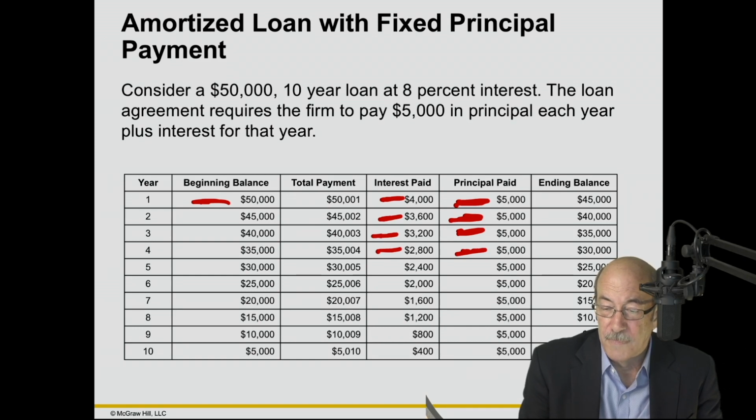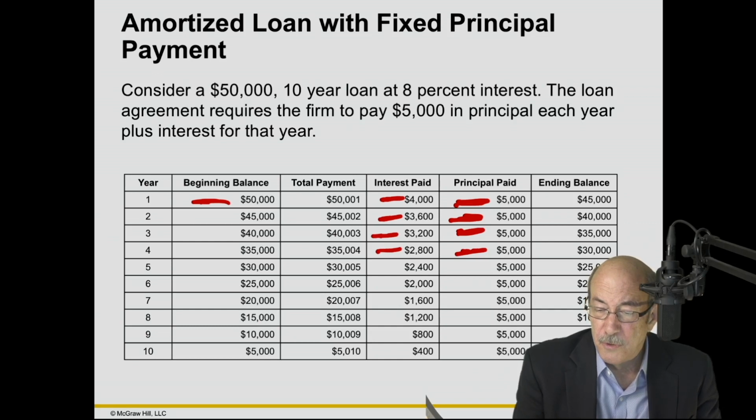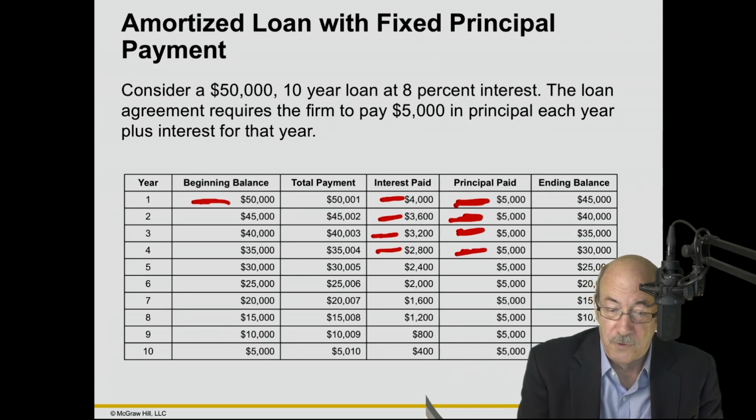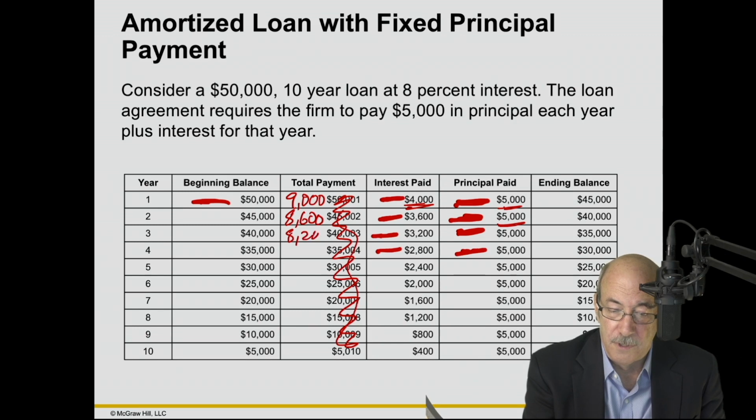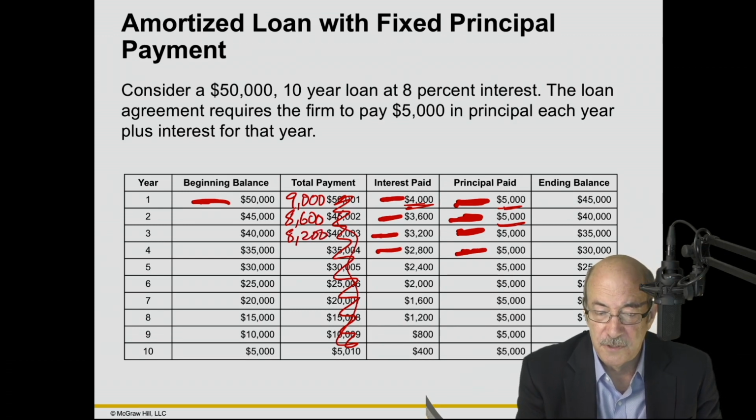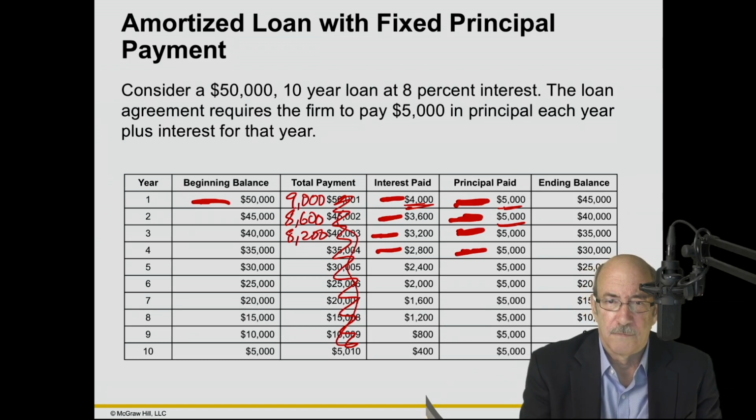All right? And when I'm looking at this slide, total payment does not look correct to me. Not sure what they're doing here. If I were to rewrite this column, I think there's an error in this column. This should be 9,000, right? Because it's 4,000 plus 5,000. This next one should be 8,600. This next one should be 8,200, and so on. Unless I'm misreading that column, that doesn't look right.